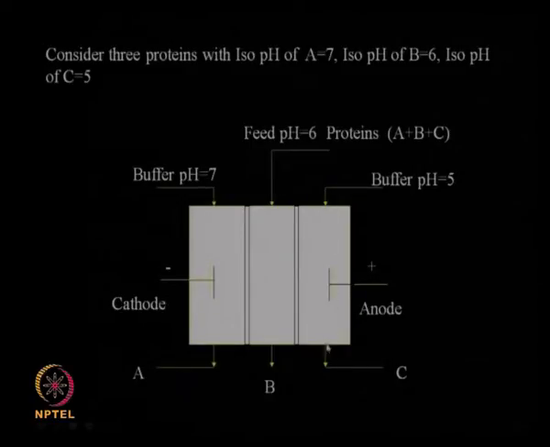but on the contrary, suppose I have another chamber where I am passing a buffer of pH equal to 5 and another chamber in which I am passing a buffer of pH equal to 7, the protein A will move to its isoelectric pH, and protein C will move to its isoelectric pH. So this chamber will be predominantly A, this chamber will be predominantly C, and this chamber will be predominantly B. So this type of separation based on isoelectric pH can also be achieved.